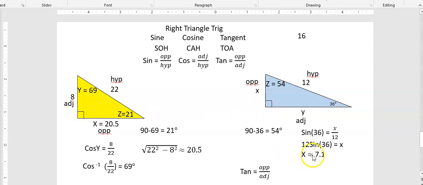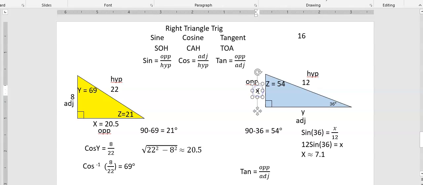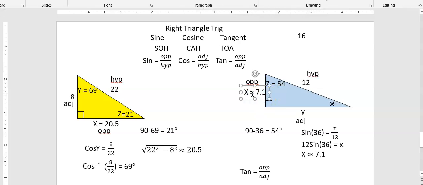Notice how I used the approximate symbol. That is because I rounded it to the nearest tenth. So I know that x is about 7.1. Okay, technically I should have an approximate symbol right there. Now, my job is to find y.